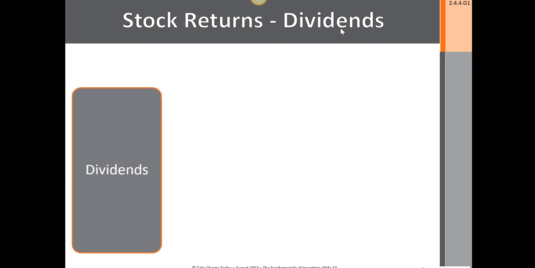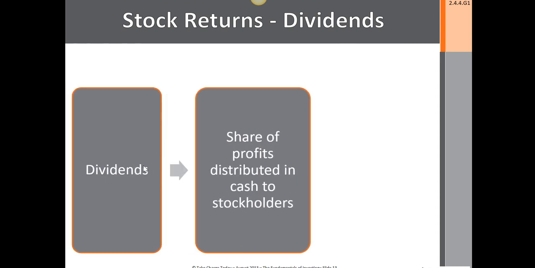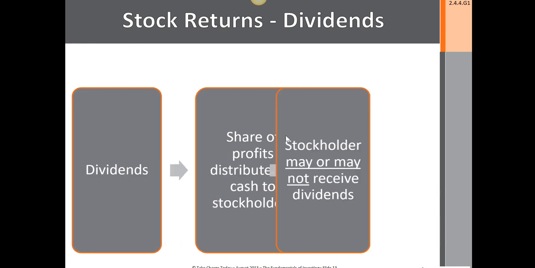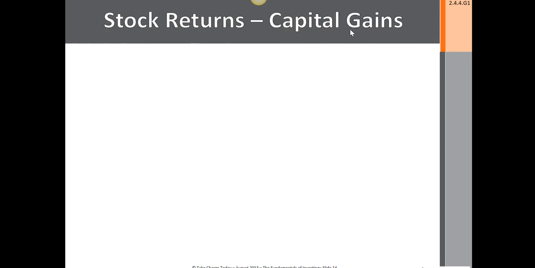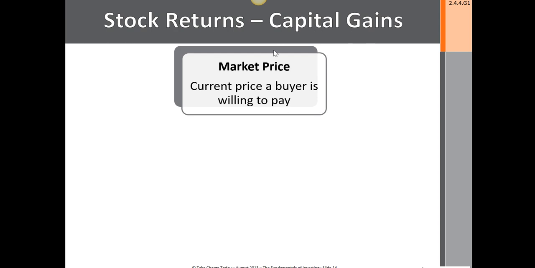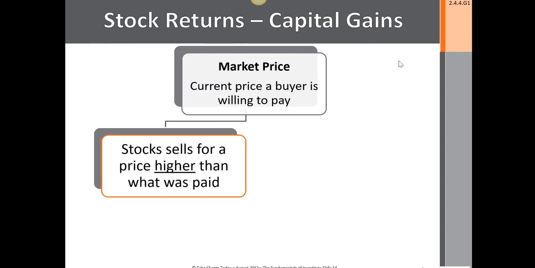Number one is called a dividend. A dividend is a share of profits distributed in cash to stockholders. So if you buy a stock that pays you in dividends, you buy a stock for $100, you make $50, that $50 is called a dividend, and it's coming back to you in cash money. You're actually going to get it in your hand, cash money. Stockholders may or may not receive dividends because some stocks give you capital gains. So we're going to look at that here.